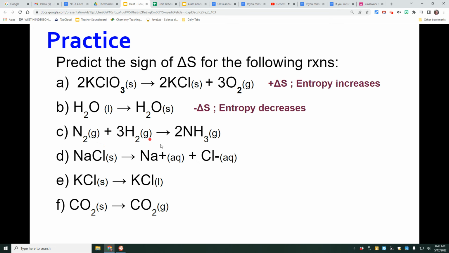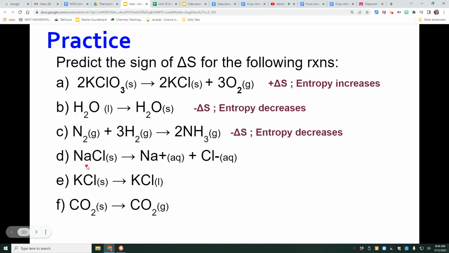Here, they're all gases, so we need to go with moles of gas. On our reactant side, we have 4 moles of gas, 1 plus 3. We're just looking at the coefficients. And on the product side, we only have 2 moles of gas. So we're headed towards less moles of gas, so our entropy is going to decrease and delta S is negative. We're headed towards more order.